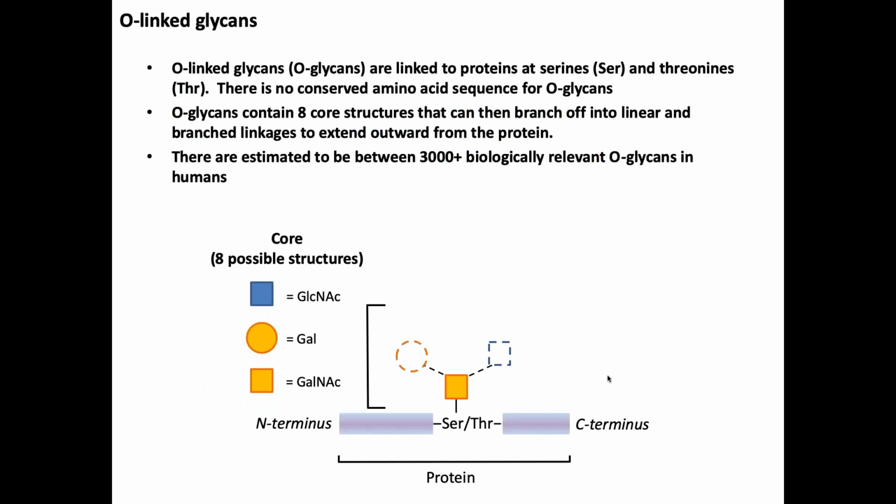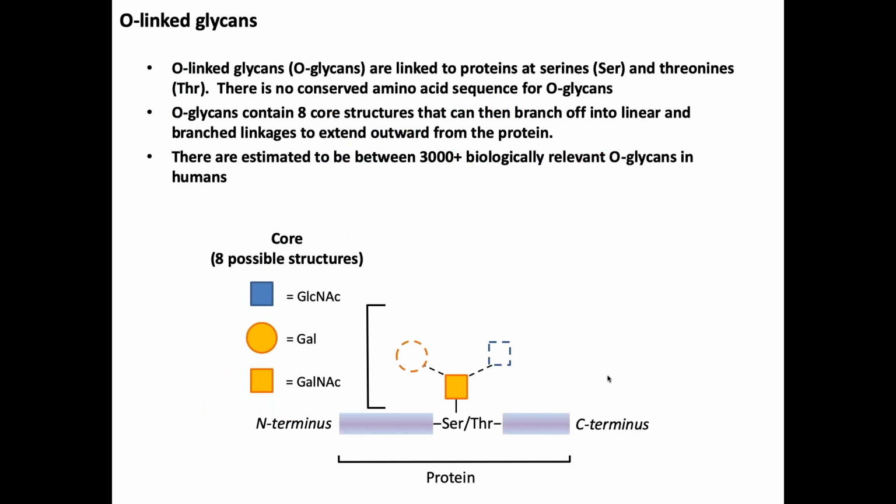So O-linked glycans, these guys are much more challenging to study. The reason is that we functionalize serines and threonines, but there is no conserved amino acid motif. With N-linked, you've got asparagine, X, serine or threonine. These guys don't have a motif that you can use to predict whether or not something would be O-linked glycosylated.